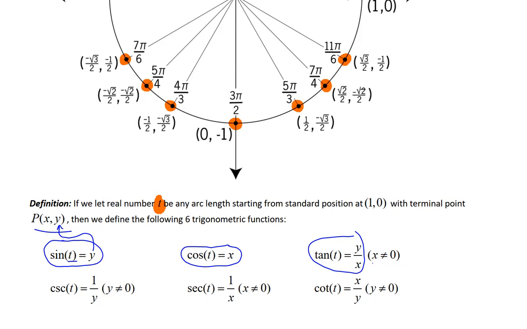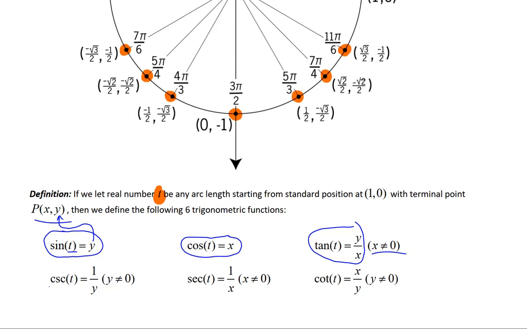And of course, we're not allowed to divide by 0, so we have to say x cannot equal 0 for tangent. All right, moving on, we also have cosecant, abbreviated csc. And so the cosecant of t is 1 over y, again y coming from the y coordinate of the terminal point, and of course we can't divide by 0, so we have to restrict y from being 0 in that case. Next we have secant of t, abbreviated sec, and that value is 1 over x, where x again is the x coordinate of the terminal point, and of course x can't be 0 because we can't divide by 0 here.